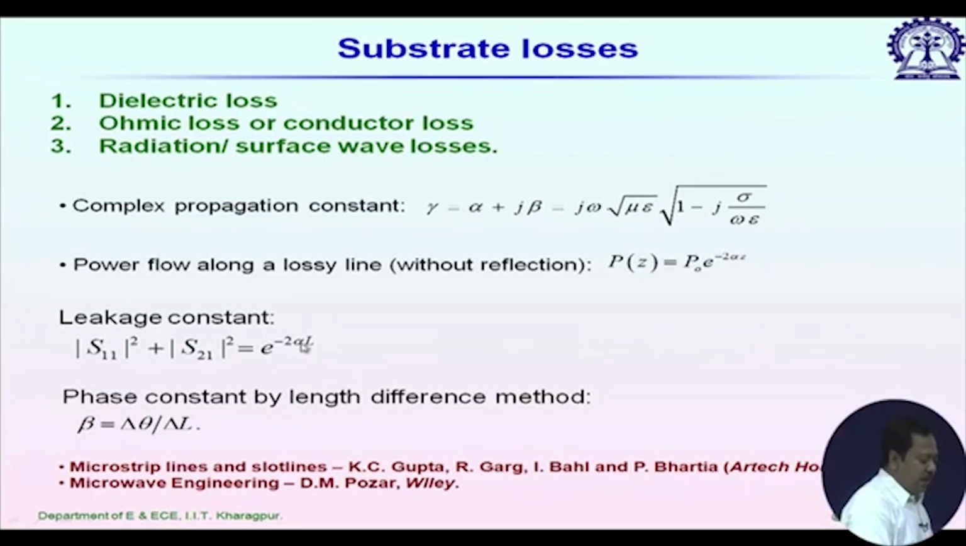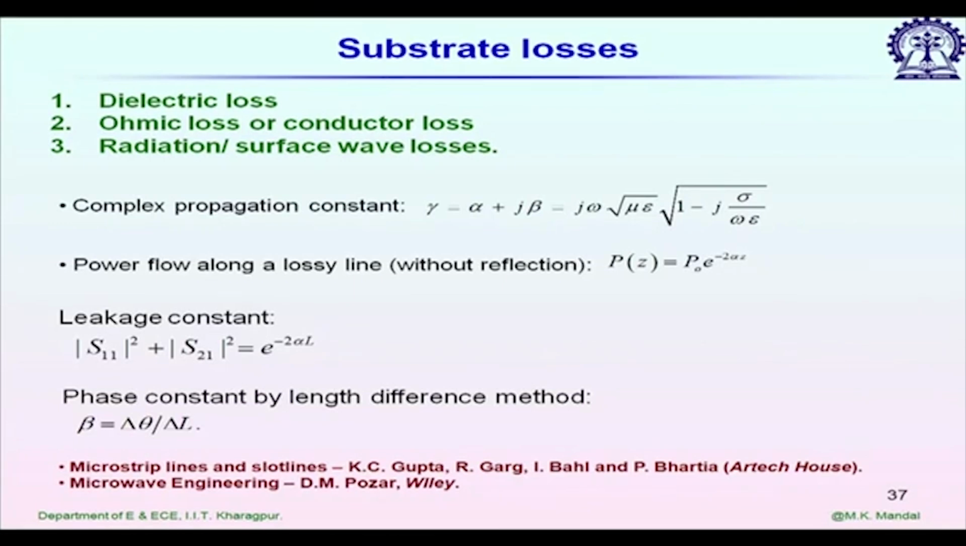The attenuation constant alpha can be represented in terms of the scattering parameters. If we have a section of wave guiding structure and we can measure the S parameters, let us say S11 and S21, then S11 square plus S21 square is equal to e to the power minus twice alpha L. So, we can determine experimentally the alpha for any given guiding structure. Similarly, we can determine the phase constant beta by the length difference method.